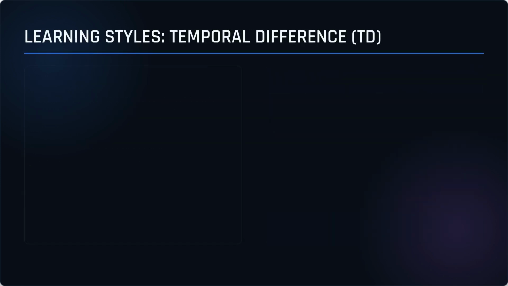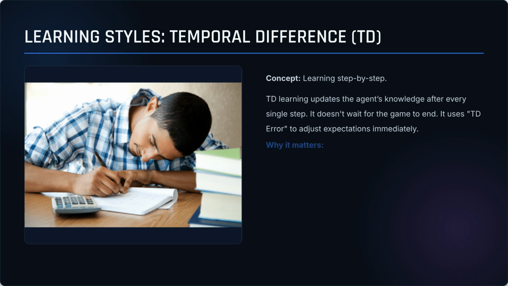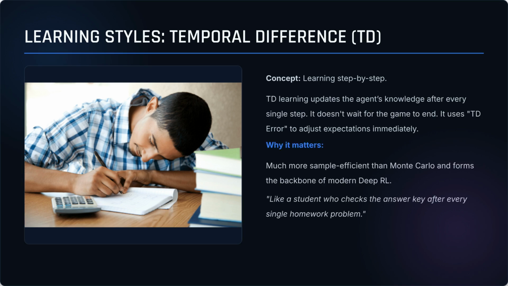Temporal difference, or TD learning, updates the agent's knowledge step by step using TD error. This method is much more sample efficient than Monte Carlo and forms the backbone of modern deep RL, allowing immediate adjustments of expectations.